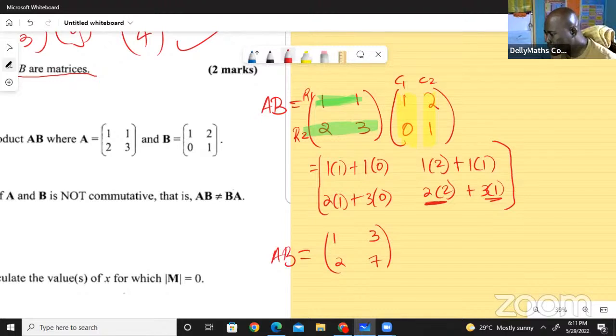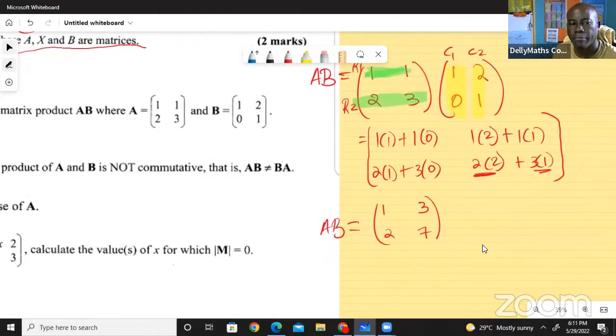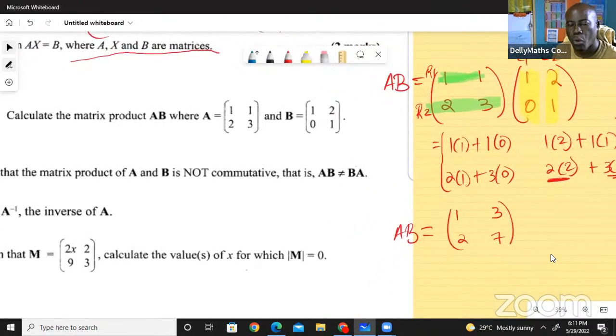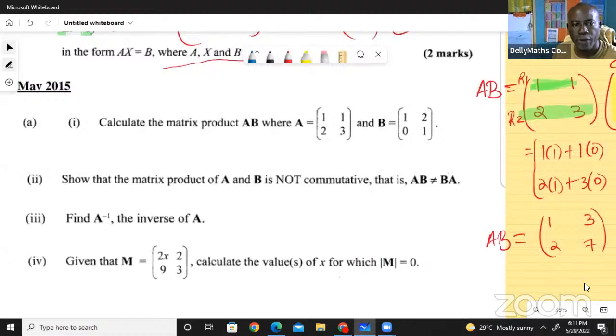1, 3, 2, 7. Excellent work. I'm seeing some persons putting out some good answers there. Excellent work there. So that is the matrix product. All right. So then 1, 3, 2, 7. That's what we got. So let me put it right here. 1, 3, 2, 7. We got that.